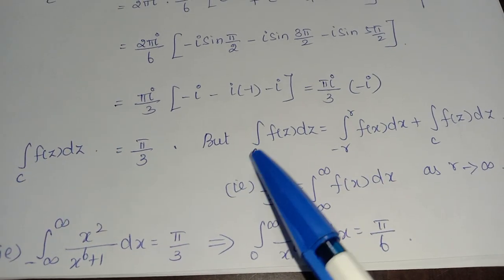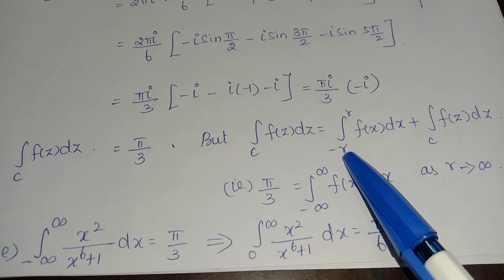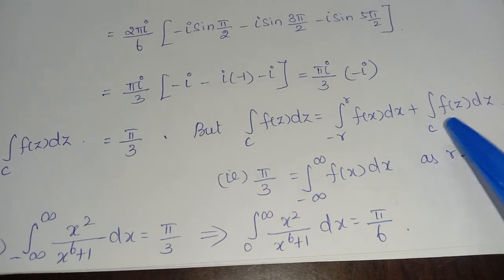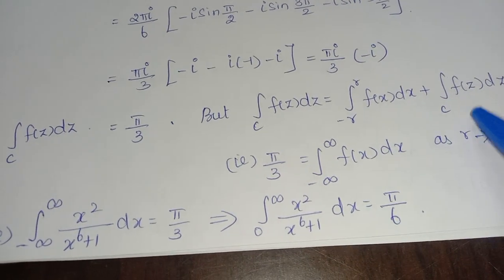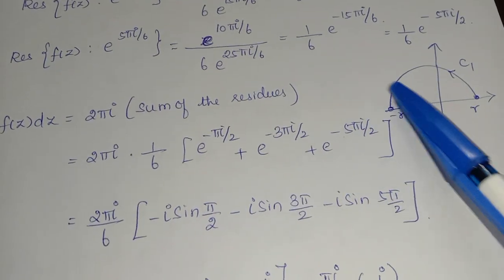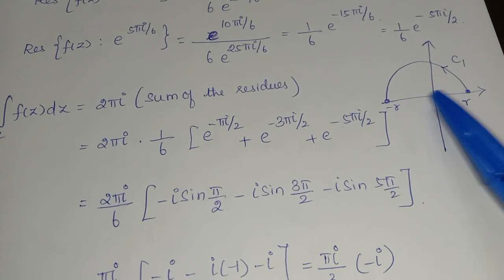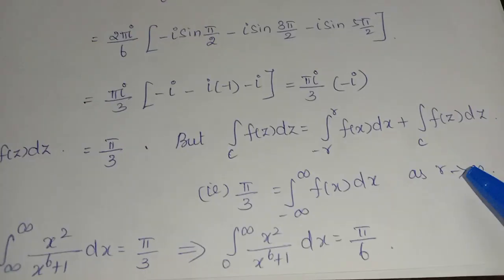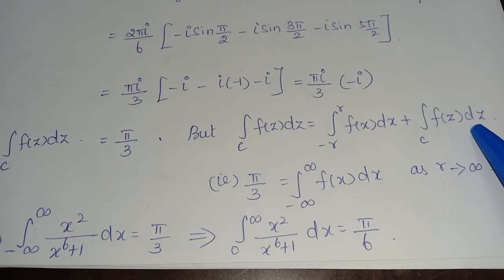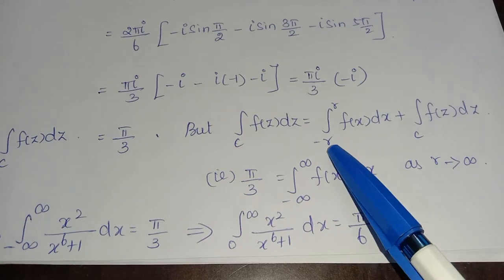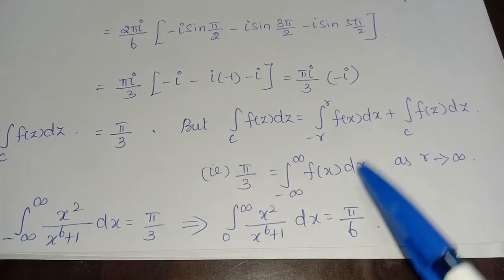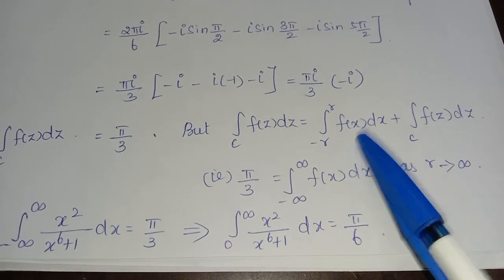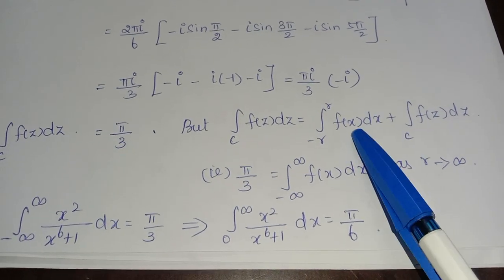But what's the formula? Integral over c of f of z dz equals integral from minus r to r of f of x dx plus integral over c1 of f of z dz. That is the integral over this line segment and then over this semicircle. Over this semicircle, the value of the integral is 0 by Cauchy's lemma, and as r tends to infinity, this becomes the integral from minus infinity to infinity of f of x dx. This is f of z dz only, but on the real line, z is equal to x.